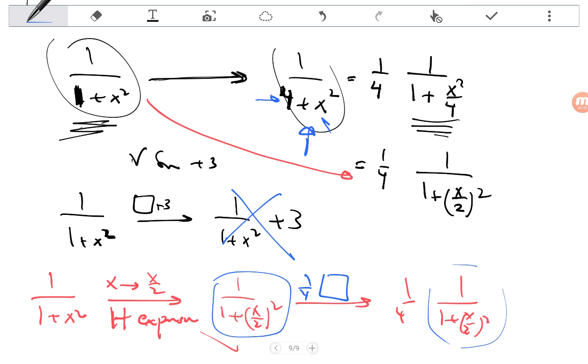Is this a horizontal operation or a vertical operation? Multiplying the whole function by some number is a vertical operation. Whenever I have this box, it is a vertical operation.